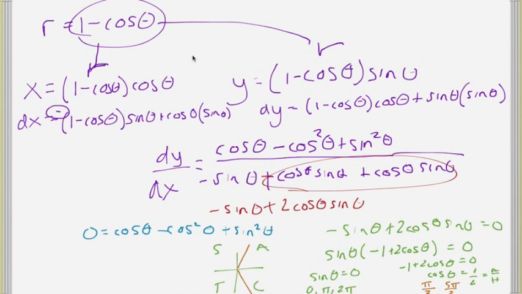So first skill for polars is finding a slope. To find a slope, turn it into a parametric with x equals r cosine theta and y equals r sine theta, and then just do parametric derivatives. Second thing with polars is finding area between two polar curves. This is usually part of a free response question. It's not always, but it always shows up somewhere, whether it's on a multiple choice or free response.